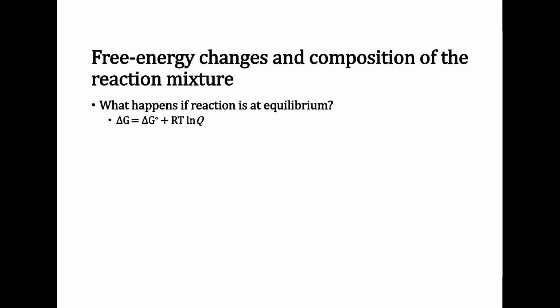So the question now is, what happens if you're at equilibrium? Well, let's think about this. At equilibrium, we know the following: delta G is equal to 0, and we also know that Q is equal to K. Since we know that, we can substitute into our equation and say that 0 is equal to delta G standard plus RT ln of K.